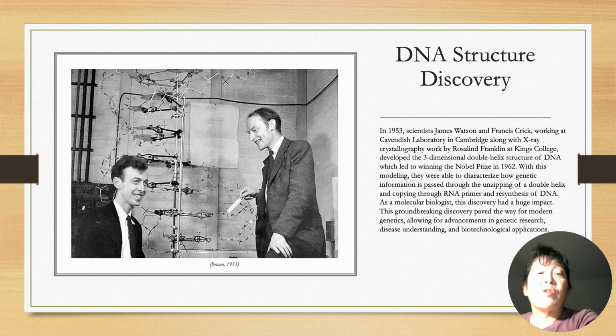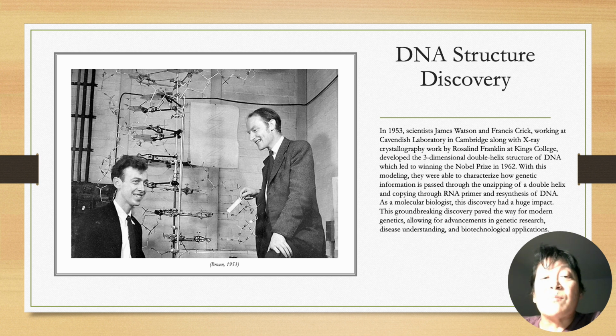DNA structure discovery. In 1953, scientists James Watson and Francis Crick, working at Cavendish Laboratories in Cambridge, along with X-ray crystallography work by Rosalind Franklin at King's College, developed a three-dimensional double helix structure of DNA, which led to the winning of the Nobel Prize in 1962.